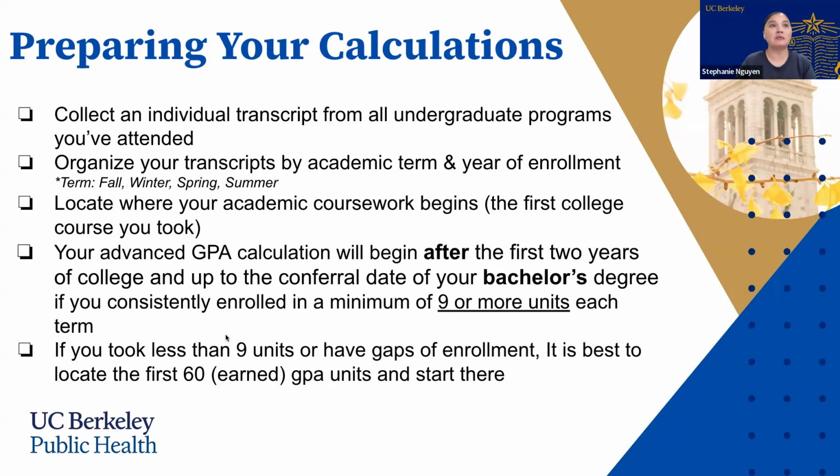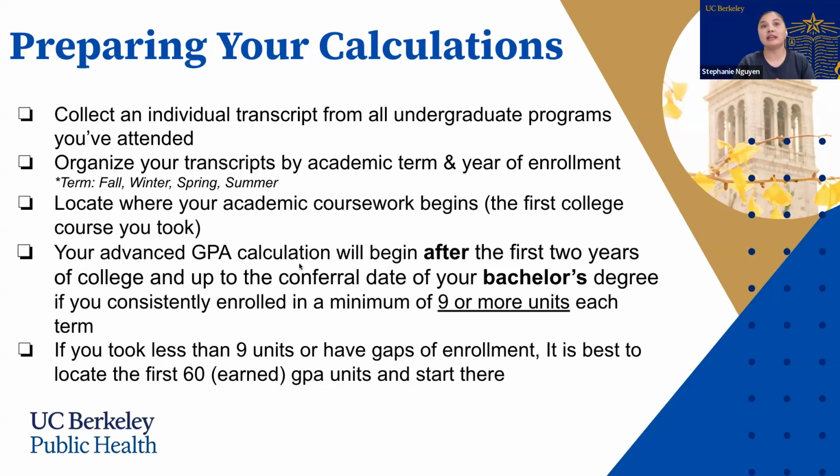If you attended institutions where a term may include winter, just recognize that not all schools, as Elise mentioned, follow the same system. Some are semester-based, some are quarters. The way to best determine that is if you see winter, that means that you likely attended a quarter system program. You'll locate where your academic coursework begins by the first college course you took. So you'll be able to see that that's the first transcript that you probably want to look at.